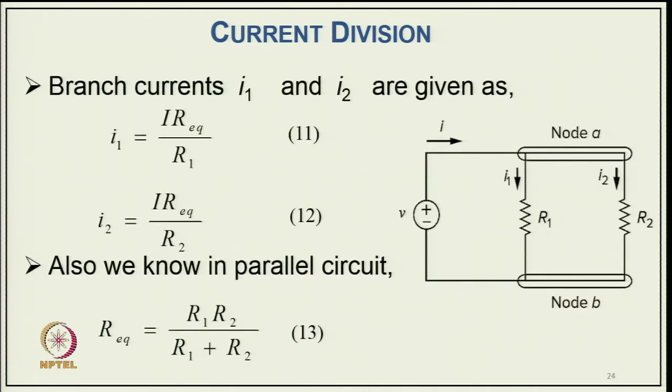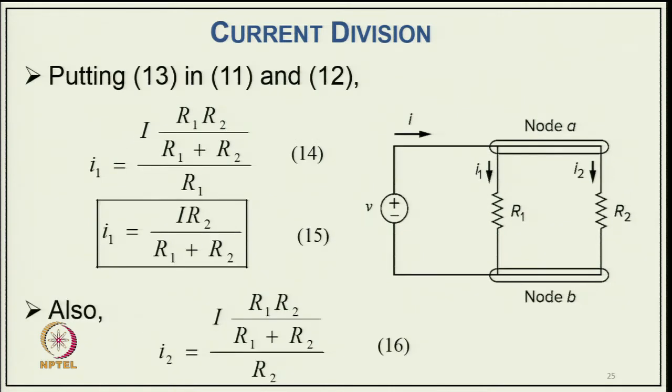Now the branch currents are known. So we can find I1 equal to I into Req upon R1, and I2 will be I into Req upon R2, where I Req is the voltage across it, and divided by the resistance it gives the current through it. Also, we know that in a parallel circuit Req is equal to R1 into R2 divided by R1 plus R2 for this resistance network.